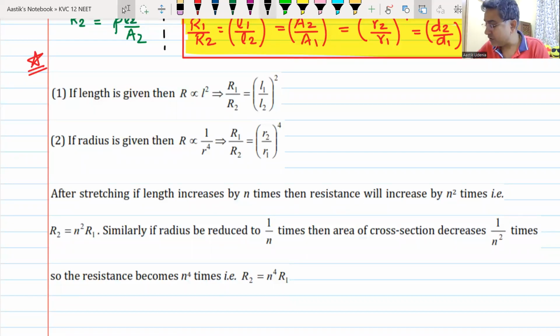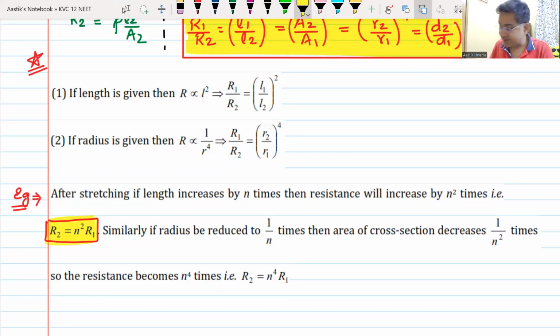Take an example of this. It's a very simple example. Sometimes they will tell you the length has become n times, twice, thrice, 4 times. What will be the resistance? You can simply put it in a formula, and you will get R2 will be n square times R1. Do we understand how you get this if the length becomes n times? Do we understand this?